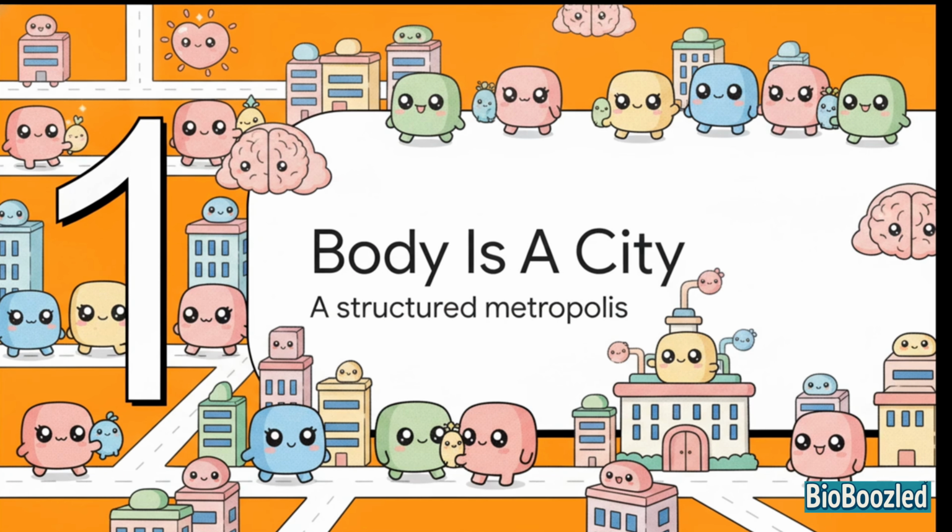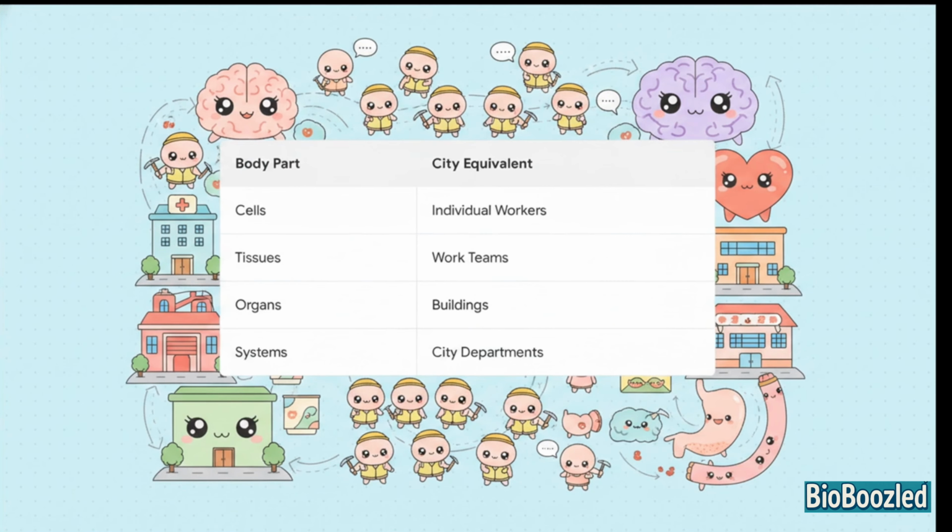Your body is a city. As we establish this foundation, remember that your body is not just a random pile of biological bricks. It is a highly structured metropolis. If your body is a city, then your cells, they're the individual workers. They are the absolute basic building blocks of life. Now, when you group similar workers together to collaborate on a very specific job, you get tissues. These are like the city's work teams. Combine different tissues together and you construct organs, which act just like specialized buildings. And finally, when multiple organs collaborate, they form systems. These are the massive city departments coordinating everything to keep your internal metropolis thriving.